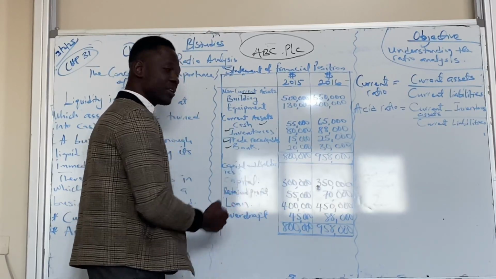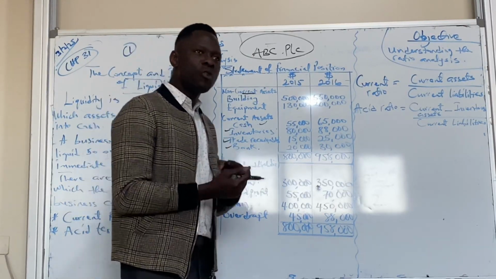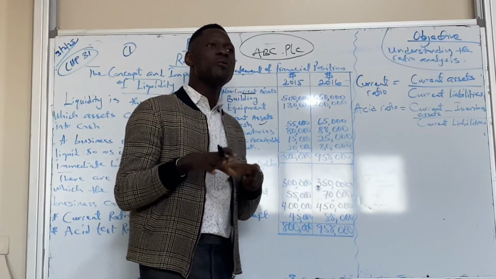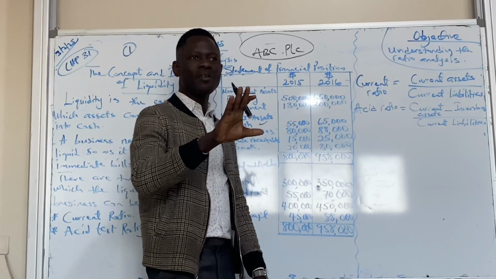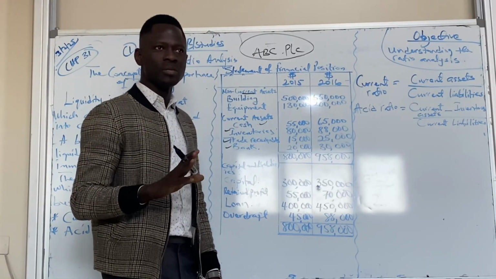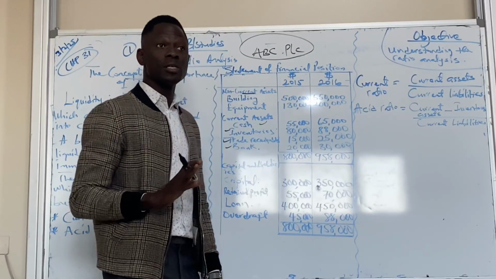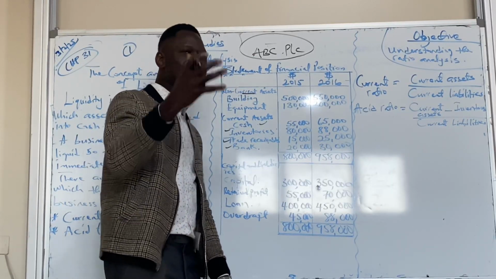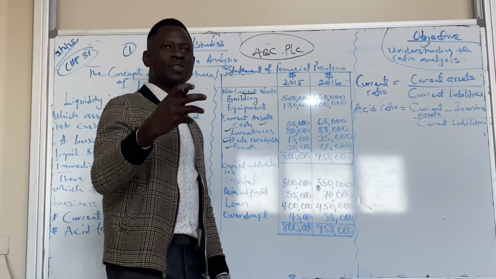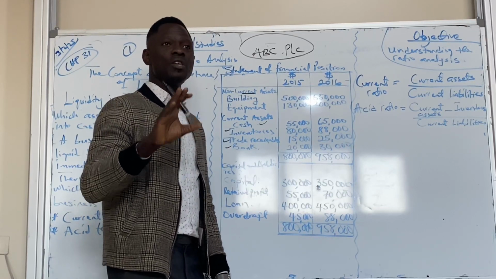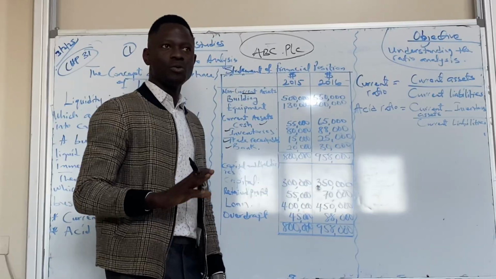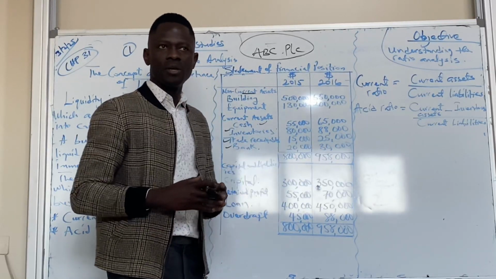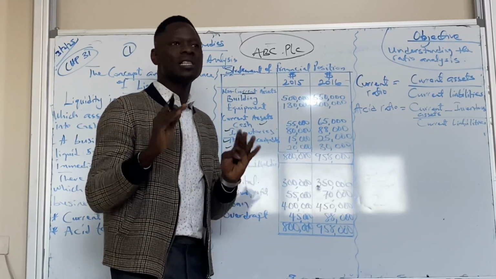Then we have an overdraft. An overdraft means you have withdrawn more than what you have available in your bank account. Let's assume you have $500 in your bank account, but you needed $550. If the bank gives you access to take $550, it means you have a $50 overdraft. So you have to pay it back within a short period of time. So that's a current liability.